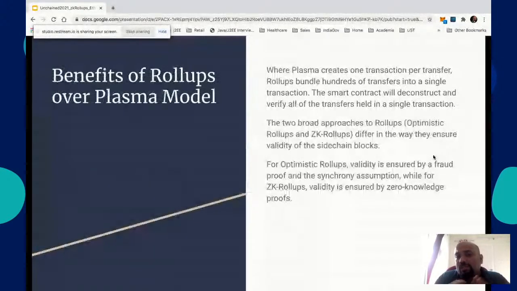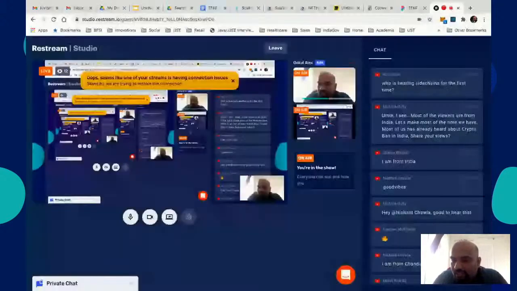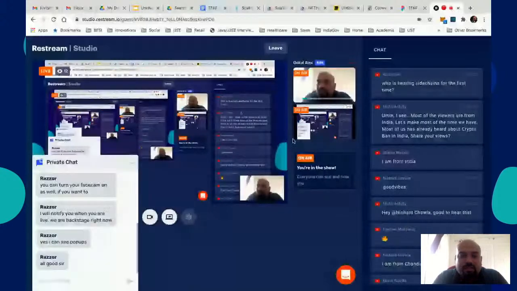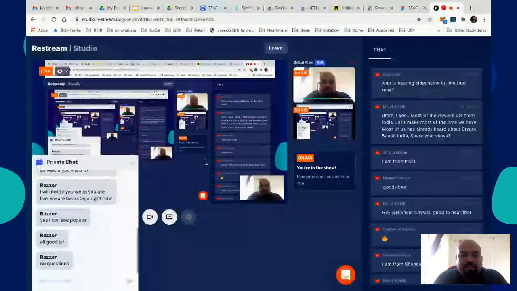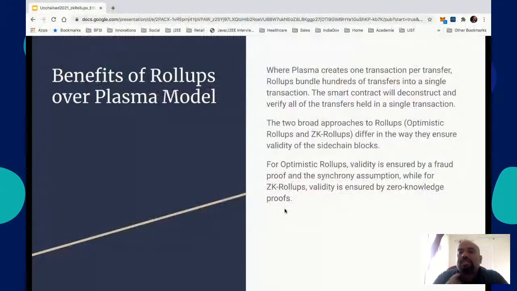What are the benefits of the rollups over the Plasma model? Before going there, I can pause for a moment if there are any questions. Or how do we take the questions? Are we taking questions offline? Okay, so let me proceed. No questions till now. So let's get back to the presentation.